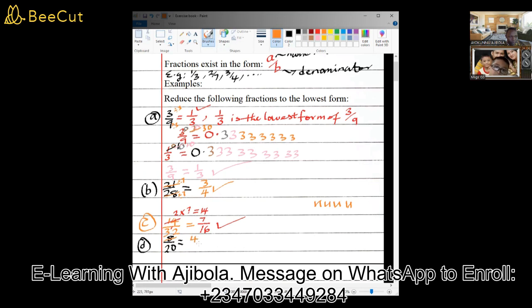4, right? 4. Then let's count 20. 1, 2, 3, 4, 5, 6, 7, 8, 9, 10, 11, 12, 13, 14, 15, 16, 17, 18, 19, 20. So 20. How many 2 can we see in 20?